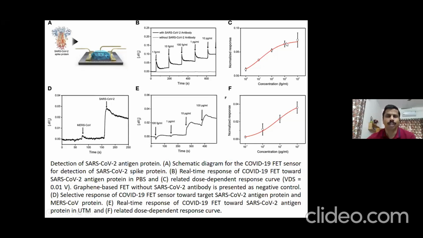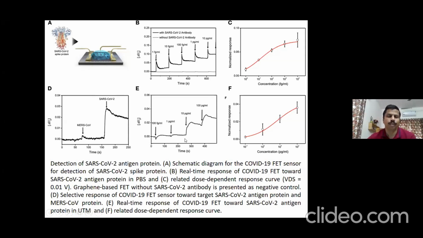And this is just a normalized response with concentration. So the linear response shows that there is a score for this type of devices, and they are even able to distinguish between MERS-CoV and SARS-CoV. So they are also able to detect the response. Basically, they are looking at the drain source voltage, so what is the variation in drain source voltage with the presence of this antigen interaction. So this is also the normalized concentration. So they are also getting a linear response. So that is actually telling that.